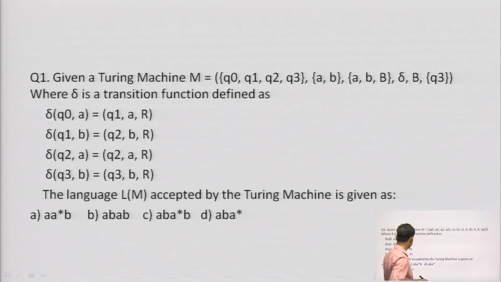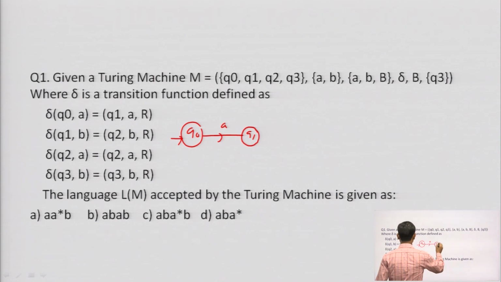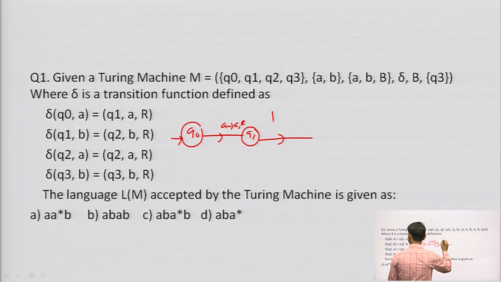We can check it. You can draw the diagram, this is Q0. Here at Q0, on A, go to Q1, and this is A to right, A right. If A is there from Q0, read it and move right, and if B is there from Q1, Q1 reads B and moves right.